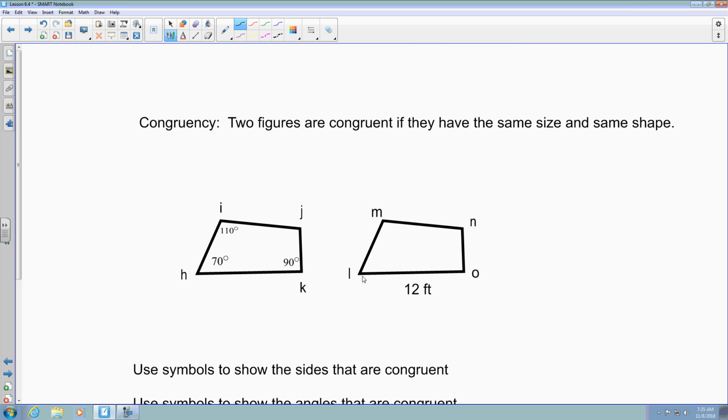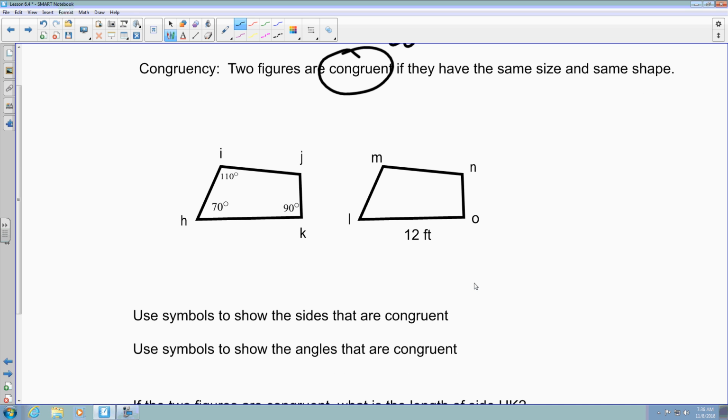Last thing we're going to talk about is congruency. Congruency means that two figures are congruent. They have the same size and the same shape, all right? Congruent, again, is another way of saying equal. So they have equal size and equal shape. So being congruent means that the corresponding angles are the same and the corresponding sides are the same. So what we have here are two congruent figures.